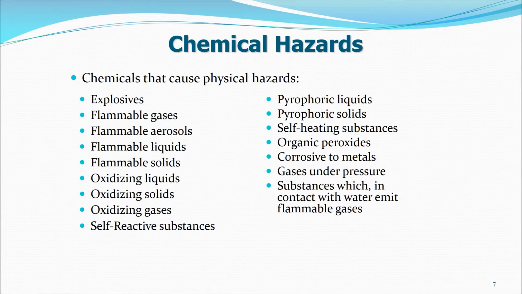A chemical is a physical hazard if it can damage the workplace environment. This means chemicals that are classified as having one or more of the following hazardous effects: explosives, flammable gases, flammable aerosols, flammable liquids, flammable solids, oxidizing liquids, oxidizing solids, oxidizing gases, self-reactive substances, pyrophoric liquids, pyrophoric solids, self-heating substances, organic peroxides, corrosive to metals, gases under pressure, or substances which, in contact with water, emit flammable gases.